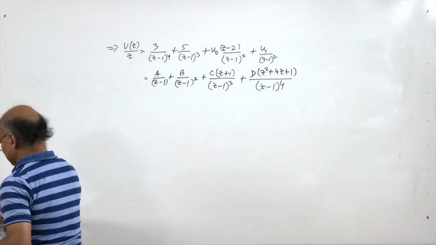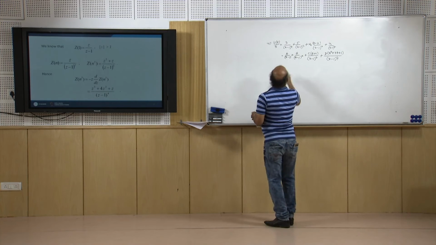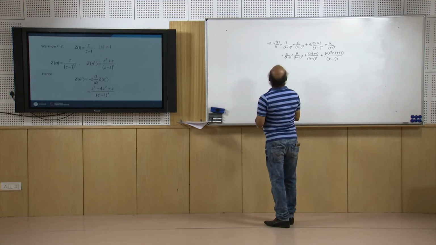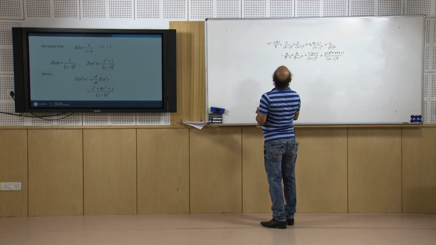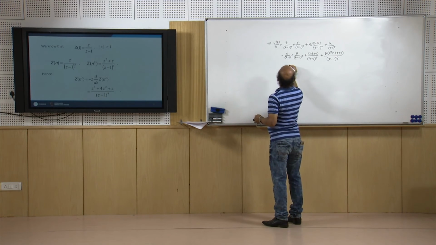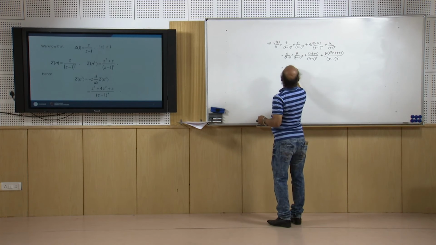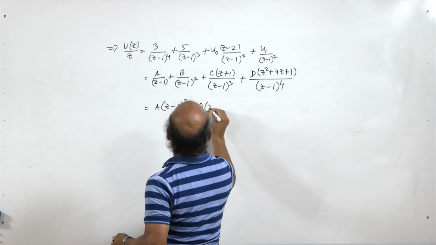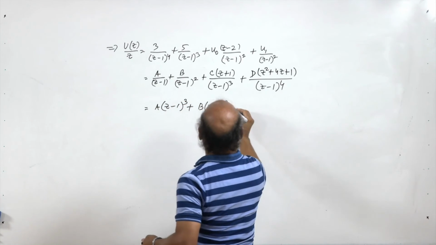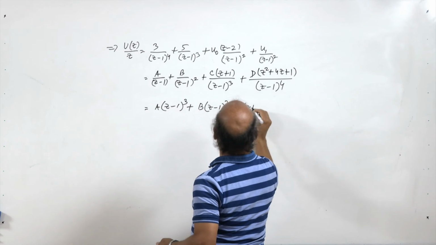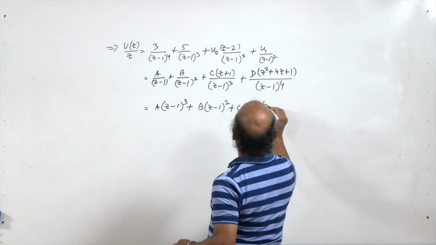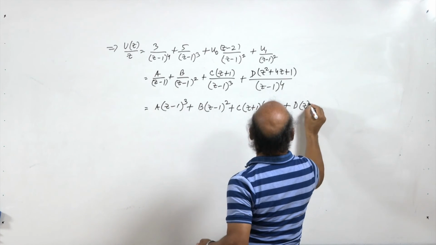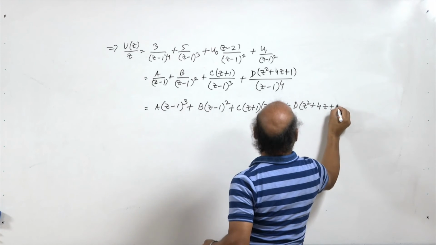So we shall write Uz by z is equal to a times (z minus 1) to the power 3 plus b times (z minus 1) to the power 2 plus c times (z plus 1) into (z minus 1), and then we have d times (z square plus 4z plus 1).